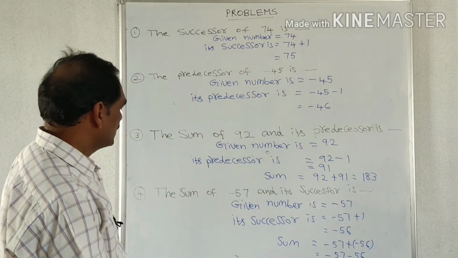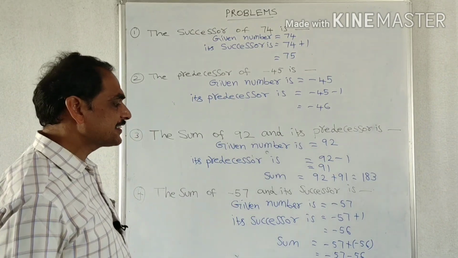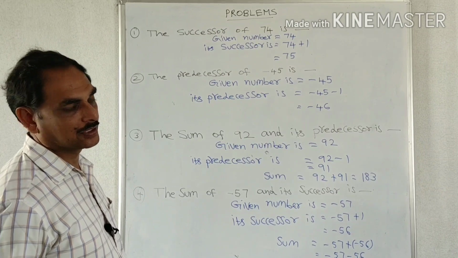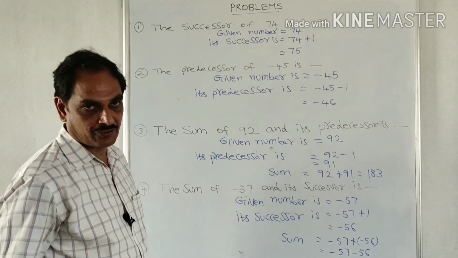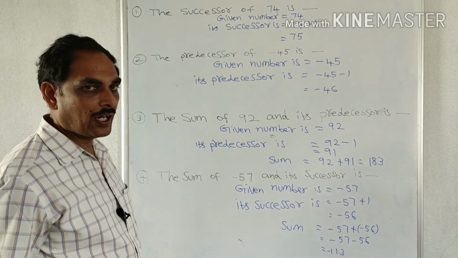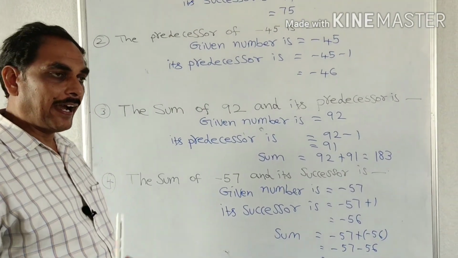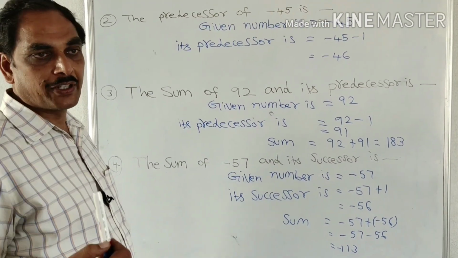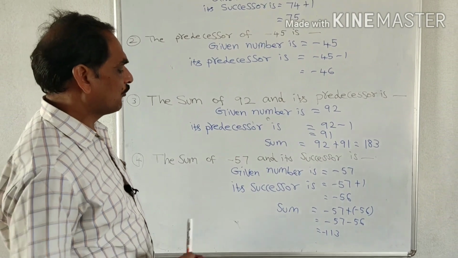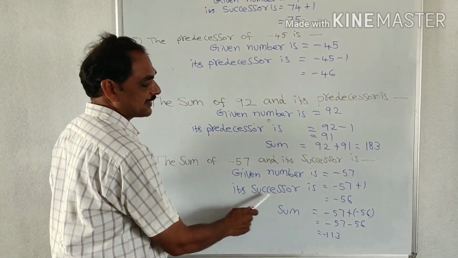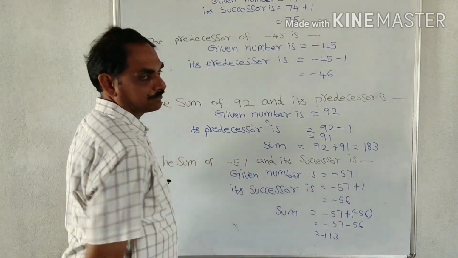Next, the sum of minus 57 and its successor. Here the given number is minus 57. To find the successor of a number, we add 1 to the number. By using this rule, we find its successor. Its successor is minus 57 plus 1.